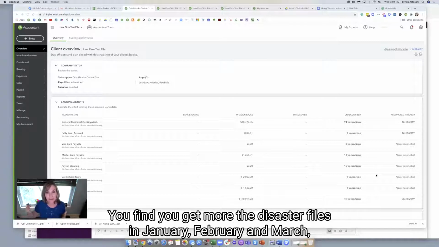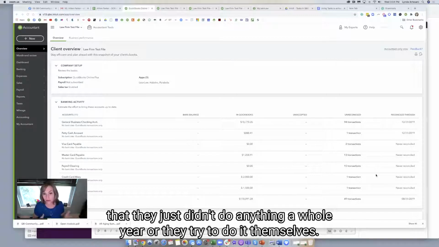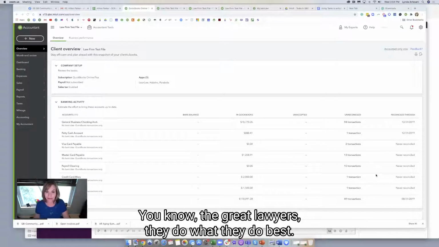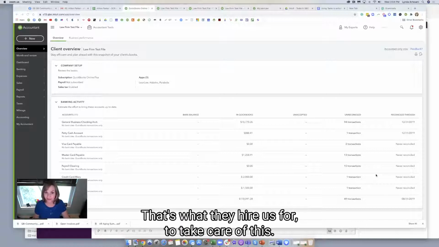You get more of the disaster files in January, February, and March, because they just didn't do anything the whole year, or they tried to do it themselves. That doesn't usually lend itself to good record keeping. They're great lawyers. They do what they do best. That's what they hire us for, to take care of this.